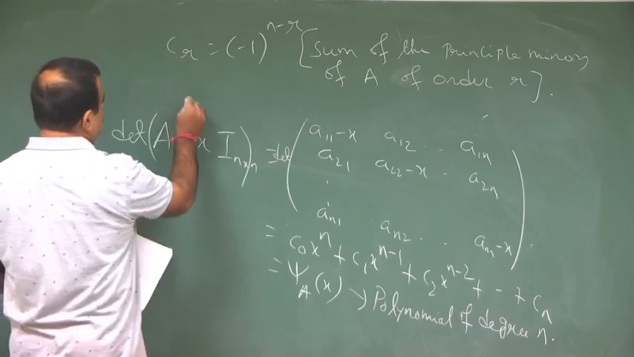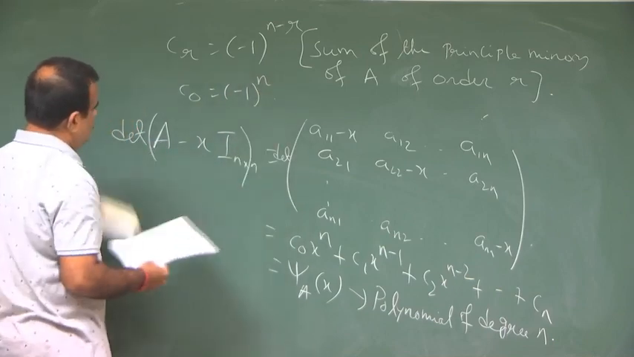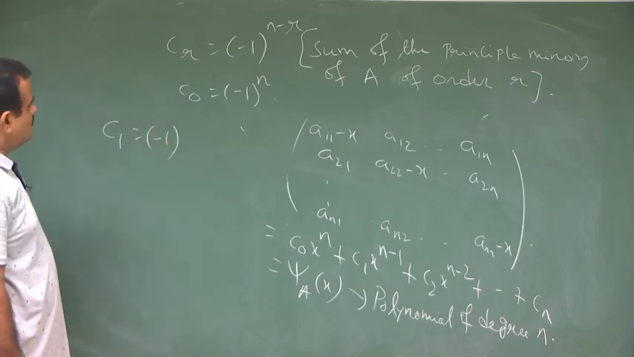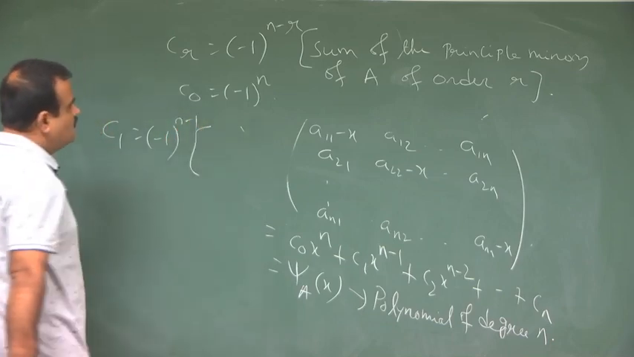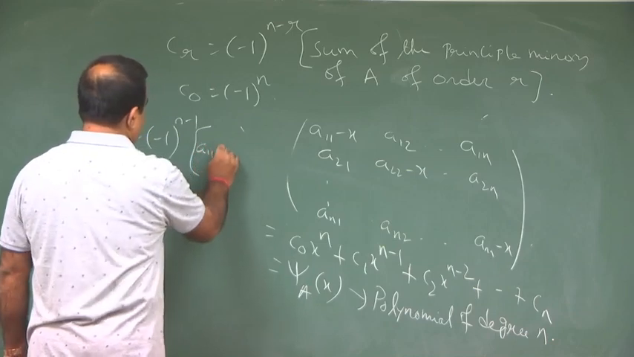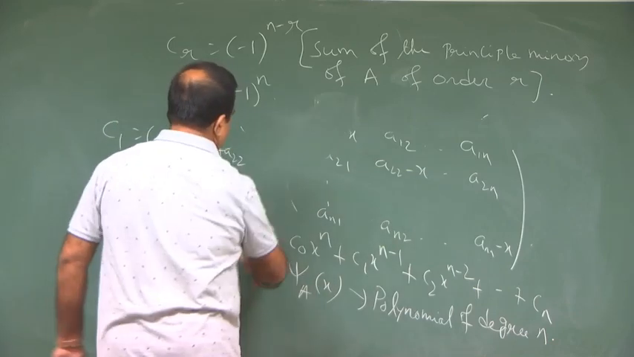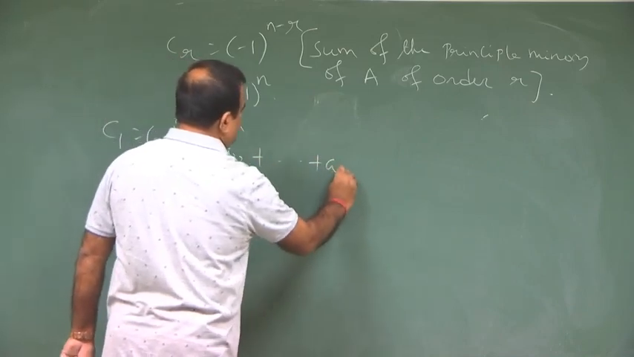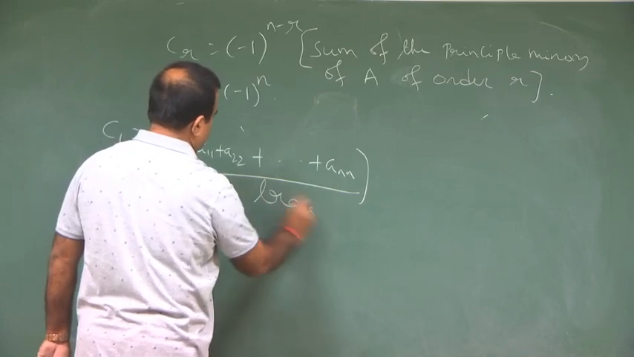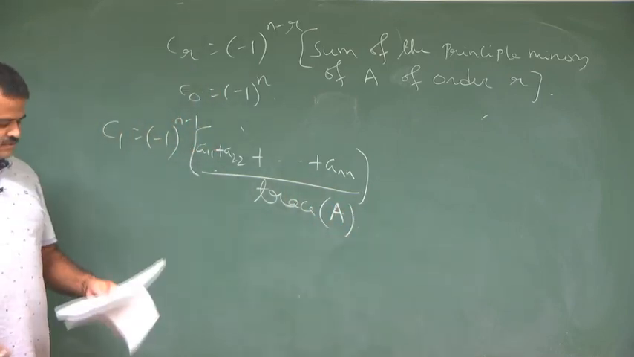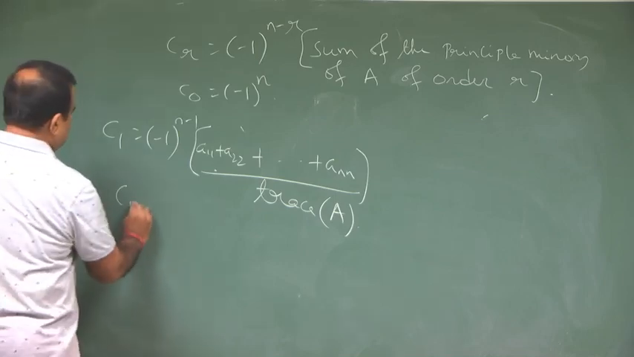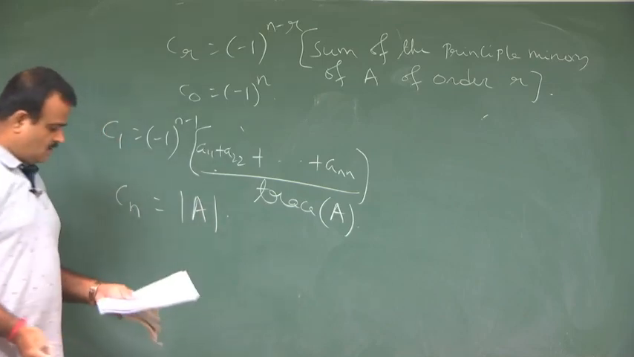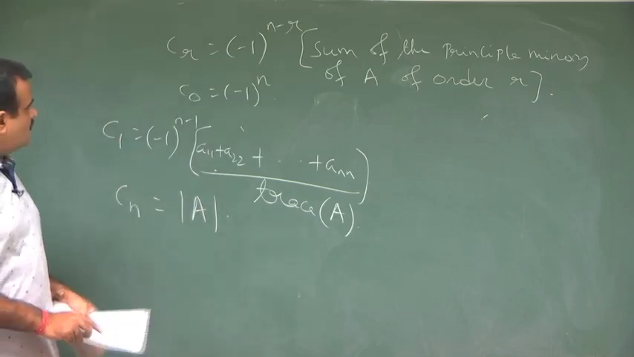So, what is c1? c0 is basically minus 1 to the power n. For c1, we take r equal to 1, so it is minus 1 to the power n minus 1 times the principal minors of order 1. Order 1 means the diagonal elements, so A11 plus A22 up to Ann. This is called the trace of a matrix. The sum of the diagonal elements is called the trace of a matrix. And what is cn? Here the sign factor becomes 1, and the principal minor of order n is the determinant of A itself.